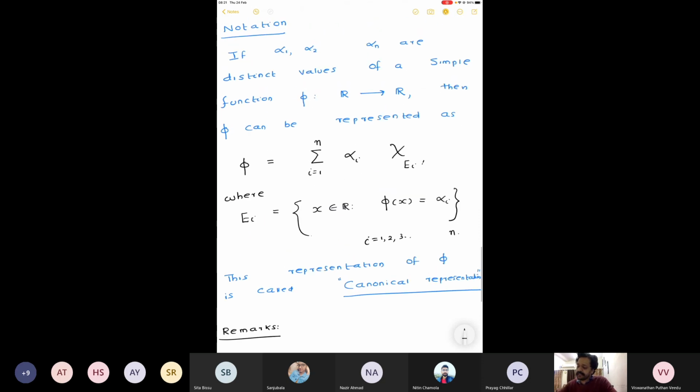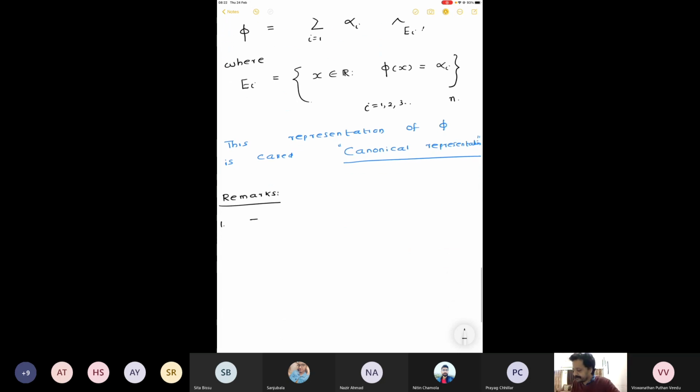So if you see, while writing the canonical representation of a simple measurable function, what I started with is only the distinct values taken by the simple function. The E_i's naturally emerged. E_i is a collection of all x such that phi of x equals alpha_i. So what I concentrated on is the distinct values taken by the simple function. Okay, so keep that in mind.